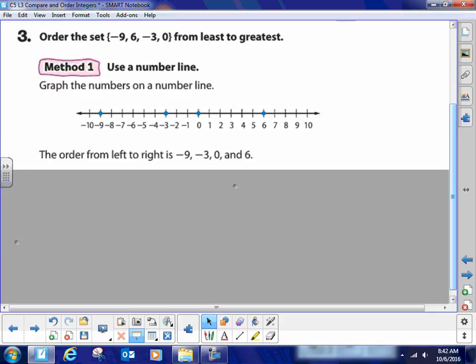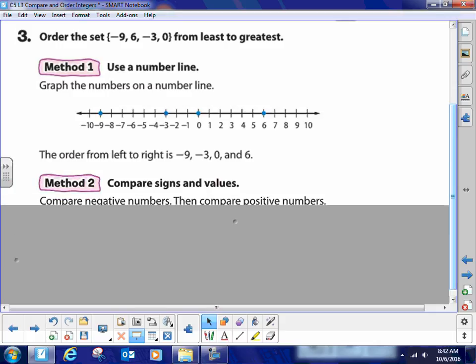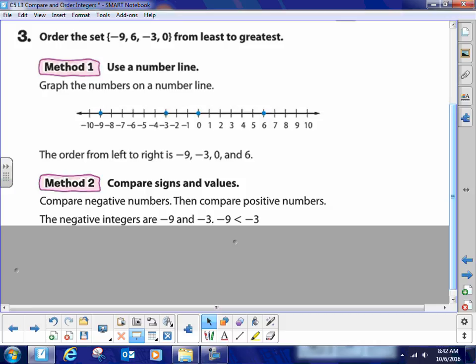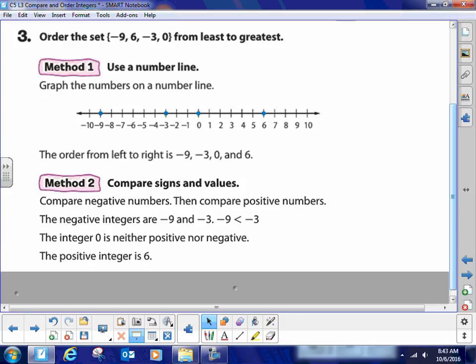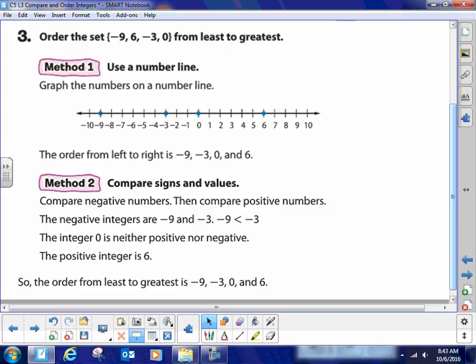All right. Another way of doing it is by comparing the numbers with signs and values. Compare negative numbers, then compare positive numbers. Negative integers are -9 and -3. -9 is less than -3 because it appears farther to the left than -3 does. So -9 is less than -3. The integer 0 is neither negative nor positive. The positive integer is 6. So the order from least to greatest is -9, -3, 0, and 6. I prefer just using a number line. It makes it easier and quick, and then you just follow the dots along.